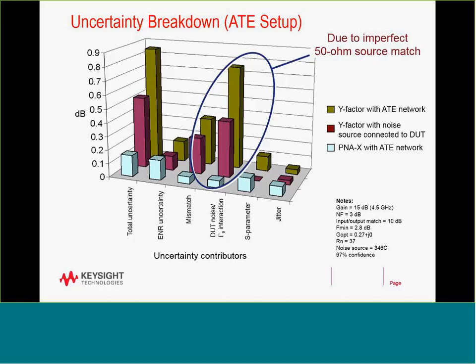So if we broke that down into the uncertainty, we could see that the majority of errors in an ATE system is going to be due to imperfect 50 ohm source matches when we're looking at the Y-factor method in green there.